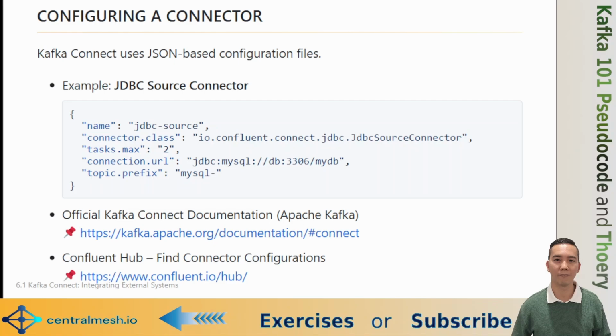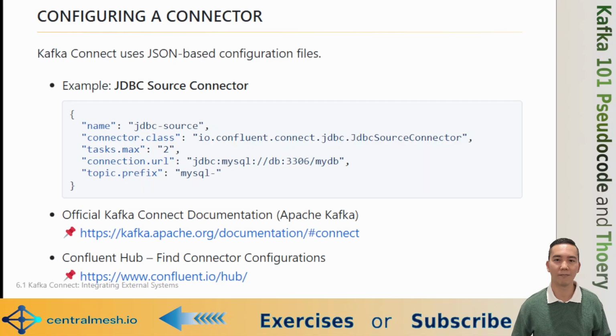Let's look at how we configure a connector. Kafka Connect uses JSON-based configuration files. The structure is generally the same, but the exact settings depend on the type of connector you are using. Here's an example using a JDBC source connector. This one pulls data from a relational database and sends it into Kafka.